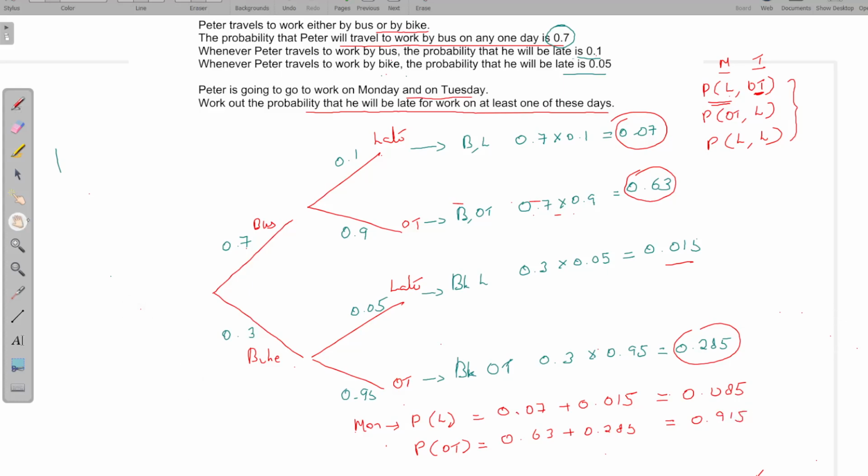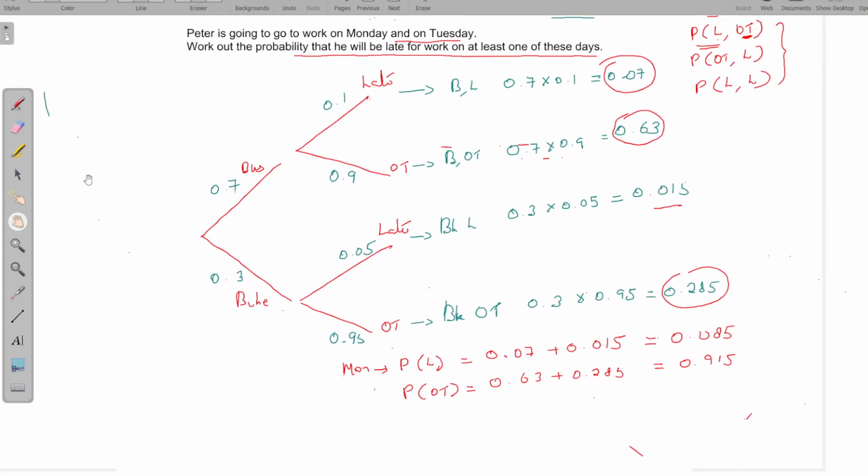Right? So now what we have to do, this is being late for work. The first one is being late for work, this one being on time. So this is one Monday. Then Tuesday, we have 2 days now. So what do we have to do? To find the answer for this, at least one of these 2 days, we need to multiply these two, which is 2 times it, because it happens twice, Monday and Tuesday. 0.085 times 0.915, right?